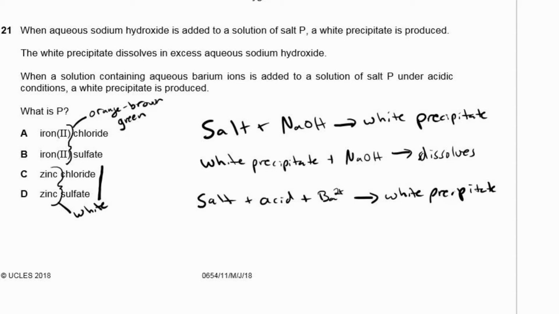Now, chlorides are detected with silver nitrate. Okay, so it probably isn't that, because sulfates are detected with barium ions and acid in acidic conditions. Okay, so the answer is D. All right, but for that question, it's really important that you learn the different tests for the different ions. There's no shortcut way of answering that question.